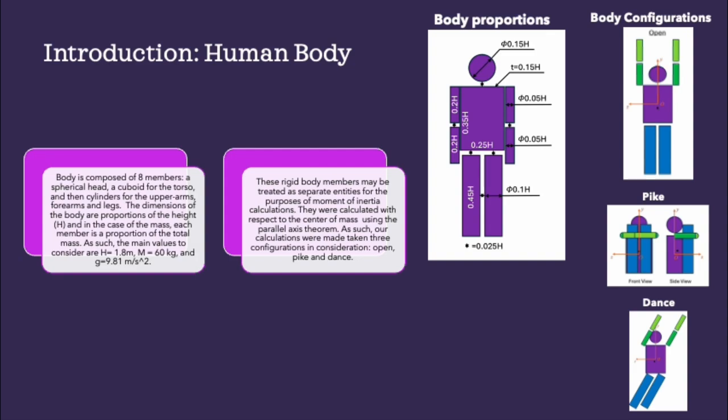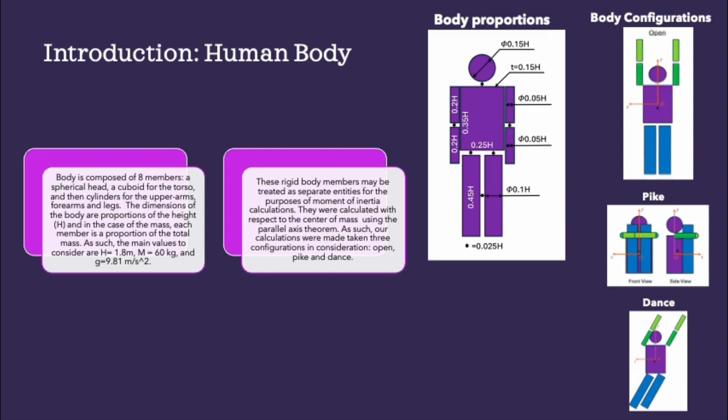Introduction Human Body. The body is composed of 8 members: a spherical head, a cube for the torso, and then 2 cylinders for the upper arms, 2 cylinders for the forearms, and then 2 legs. The dimensions of the body are proportions of the height, and in the case of the mass, each member is a proportion of the total mass.